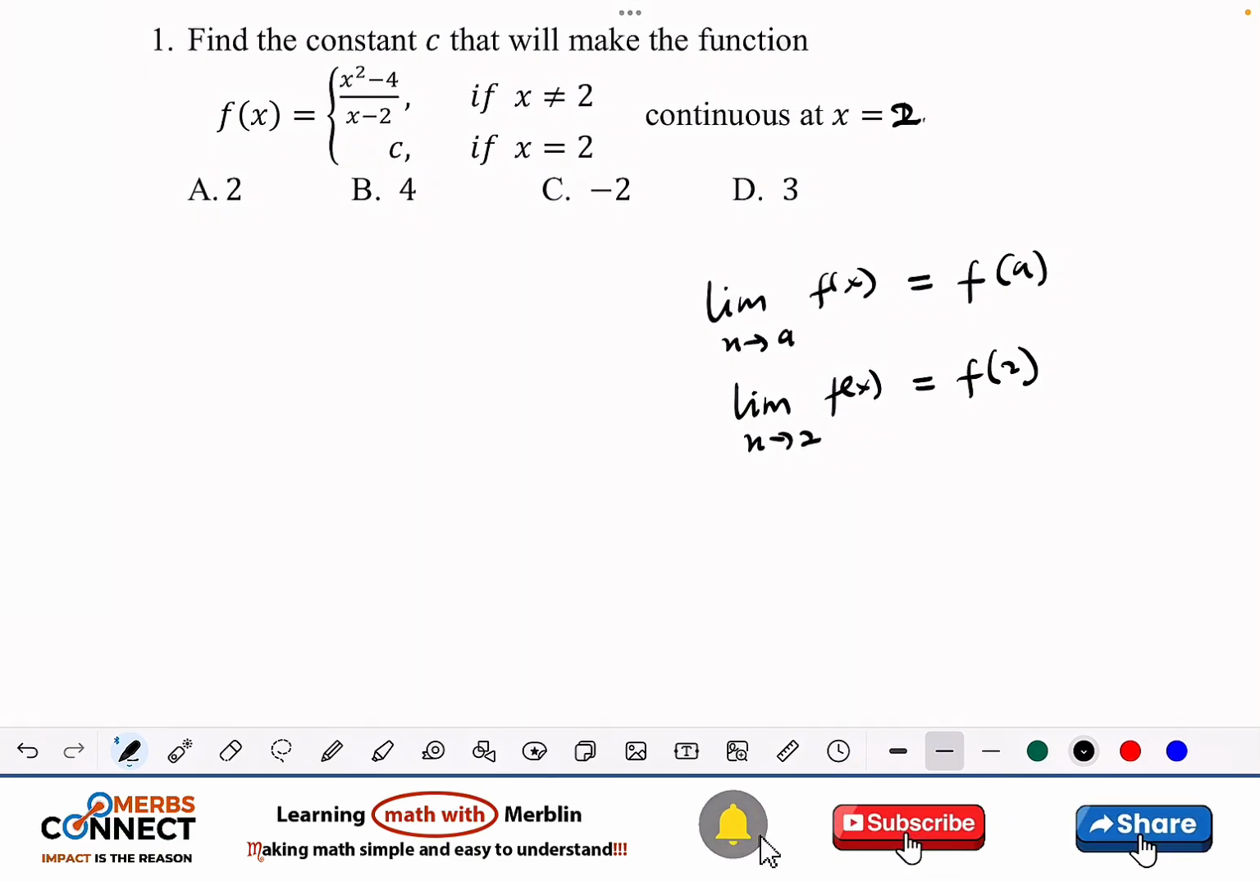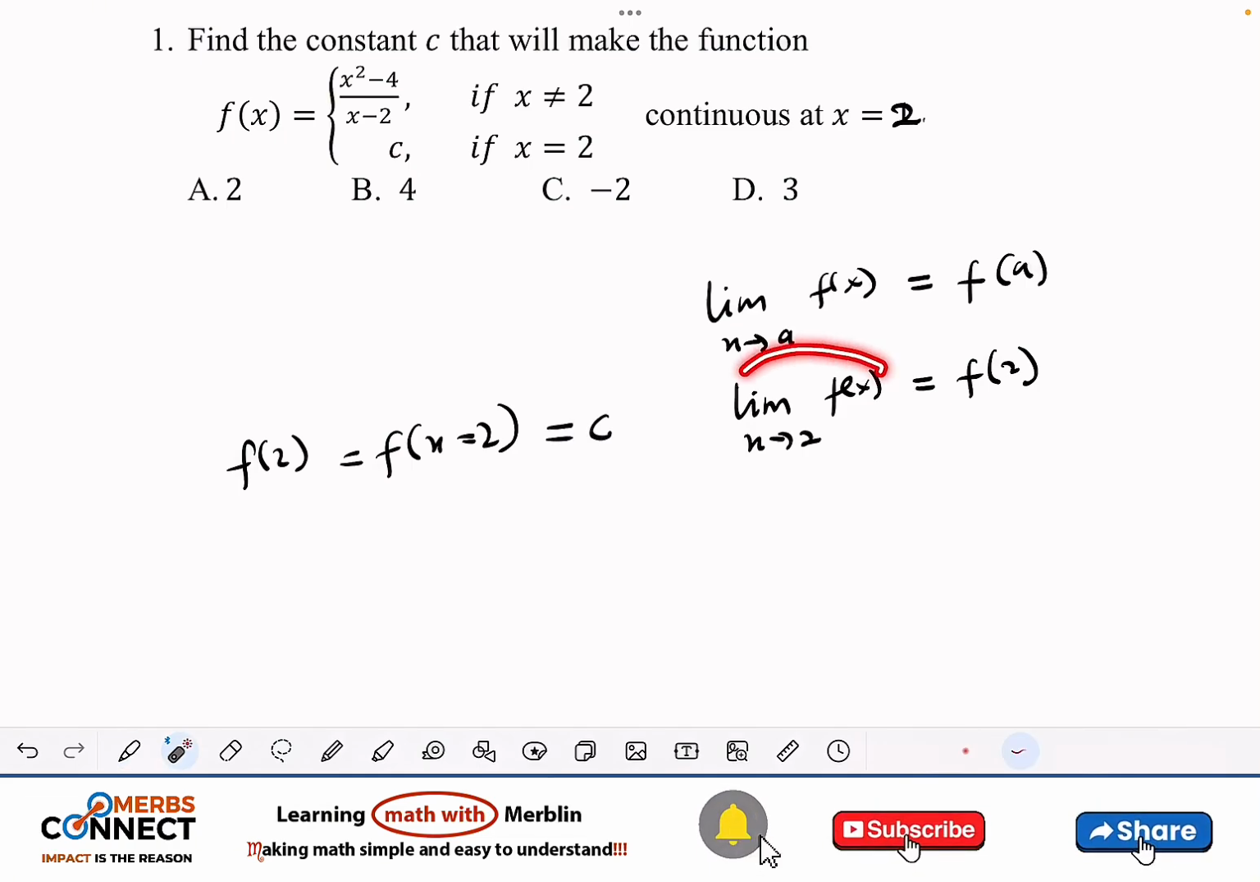So the first question is, what is f of 2? Here, f of 2 is the same as f of x where x is equal to 2. So look at the function where x is equal to 2. That is here, and the function is c. So this is equal to c. Now we need to find the limit as x approaches 2.